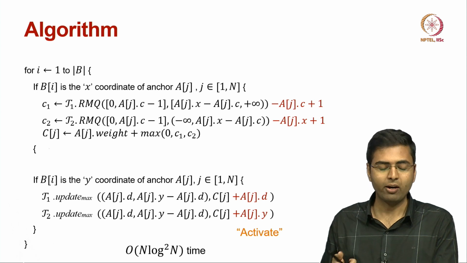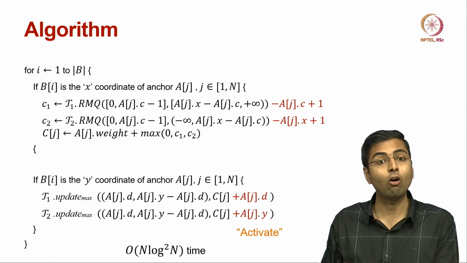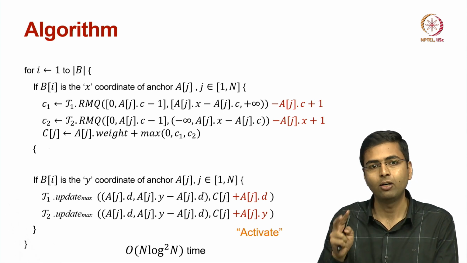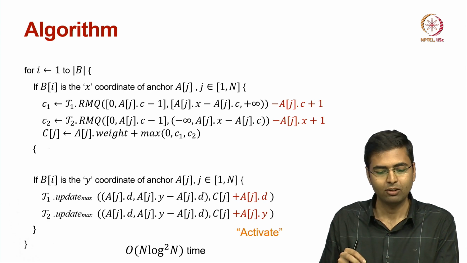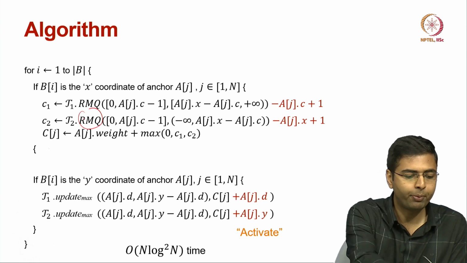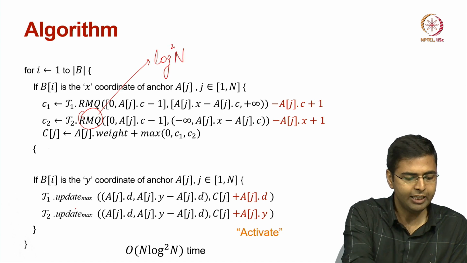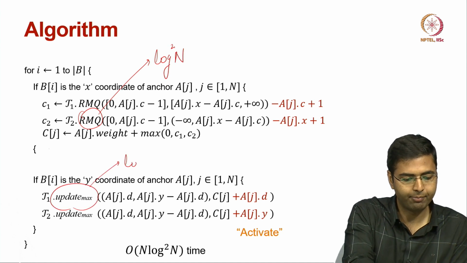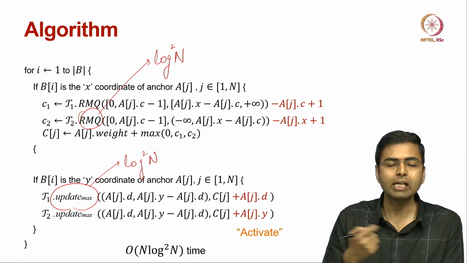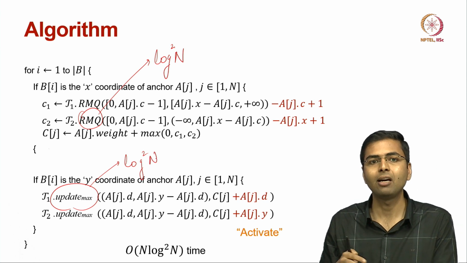And this time the time complexity is not n log n but n log square n, because we are using two dimensional trees. So, each RMQ operation takes log square time and each update operation takes log square time, and that is why the total time complexity is n log square n.